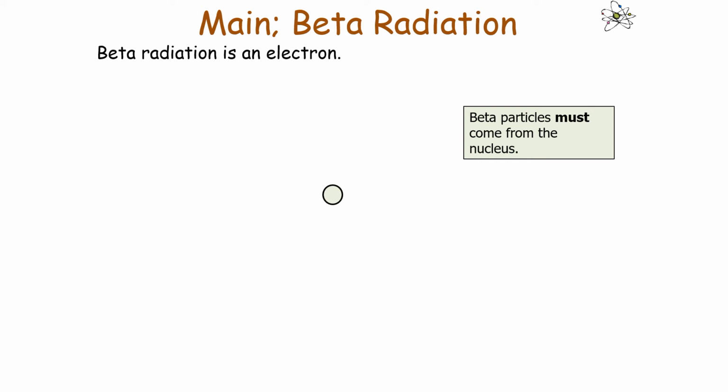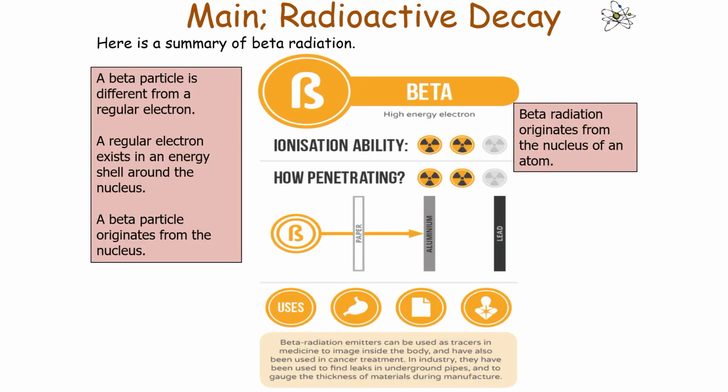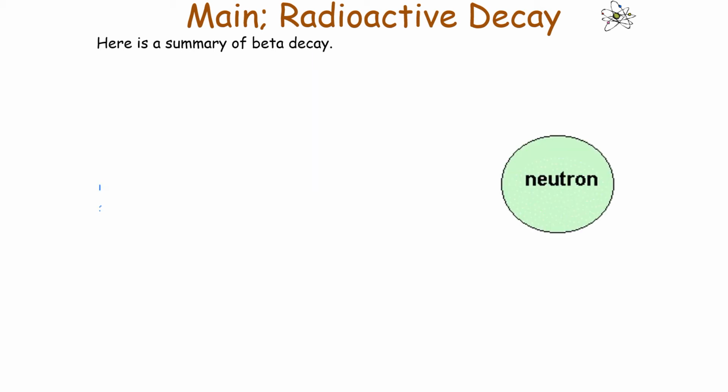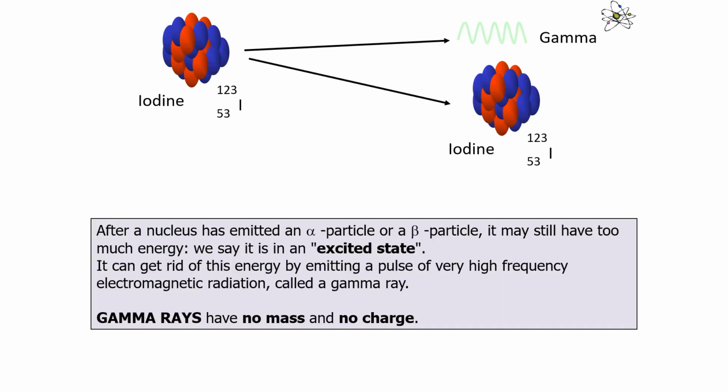Now, beta particles must come from the nucleus. So a beta particle is different from a regular electron, as a regular electron exists in an energy level around the nucleus, and the beta particle originates from the nucleus, because all nuclear radiation must come from the nucleus of an atom. Now, a beta particle, which is a high energy electron, has a moderate ionizing ability and a moderate penetrating power, and it can travel up to and get blocked by aluminium. Now, here's a summary of beta decay. A neutron turns to a proton, and at that time it will emit an electron as a beta particle in this process.